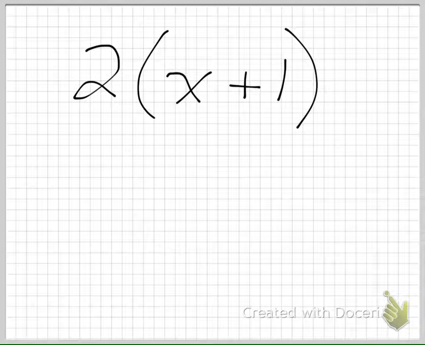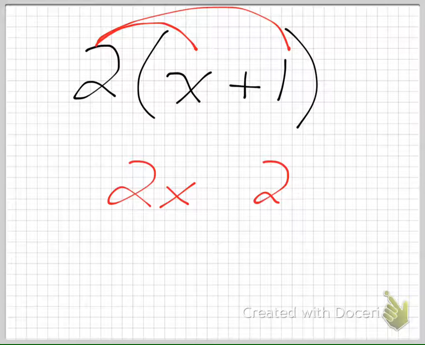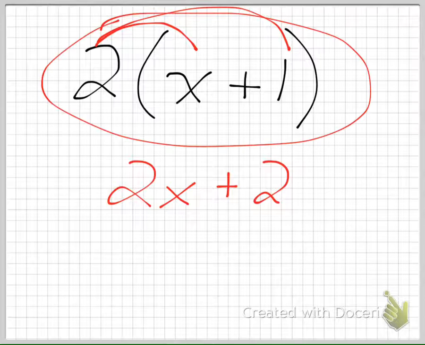Here's how you do it. What do I say? I say rainbow, rainbow, right? I'm going to multiply the 2 by whatever's inside the parentheses. 2 times x is 2x. Another rainbow. 2 times 1 is 2. What goes here? A plus sign, because this guy right here comes down. So this thing here, simplified, is 2x plus 2. Make sense? Okay.